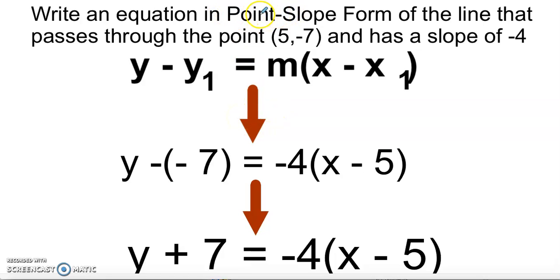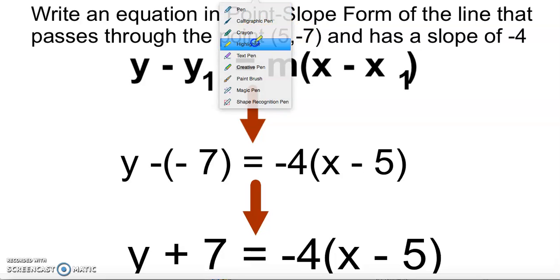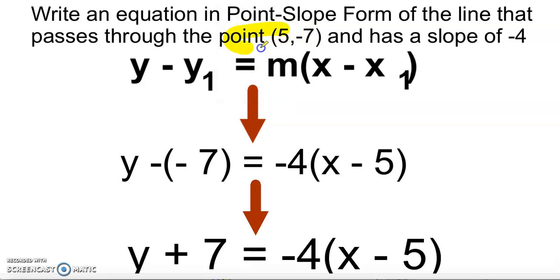So I want to write an equation in point slope form that's got the point, and I should probably highlight this, 5, -7, and its slope is -4. So we're going to be putting it into this equation format. y minus y sub 1 equals m times x minus x sub 1. Okay. My y is -7. So that's going to go, oh, that was not a good color choice.